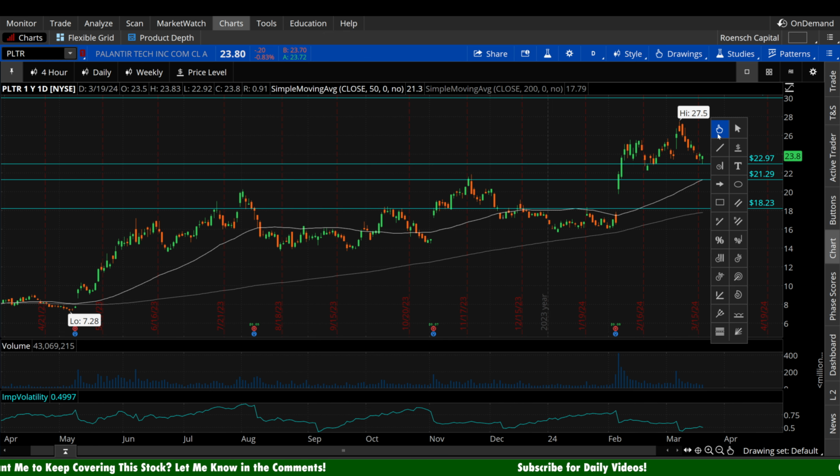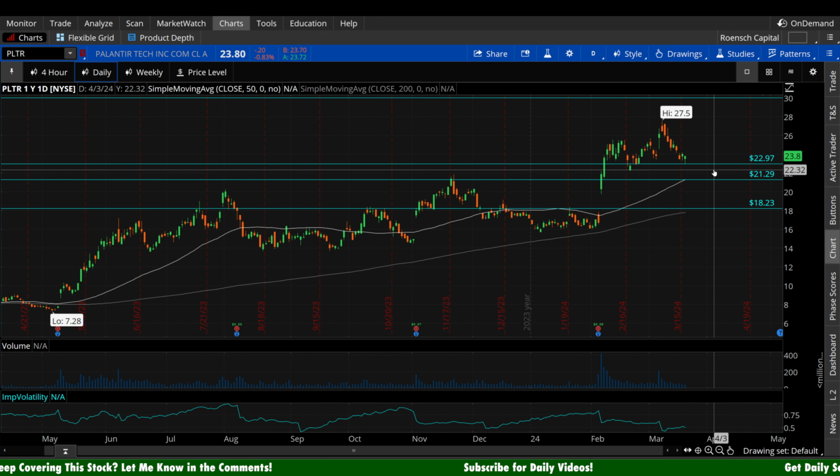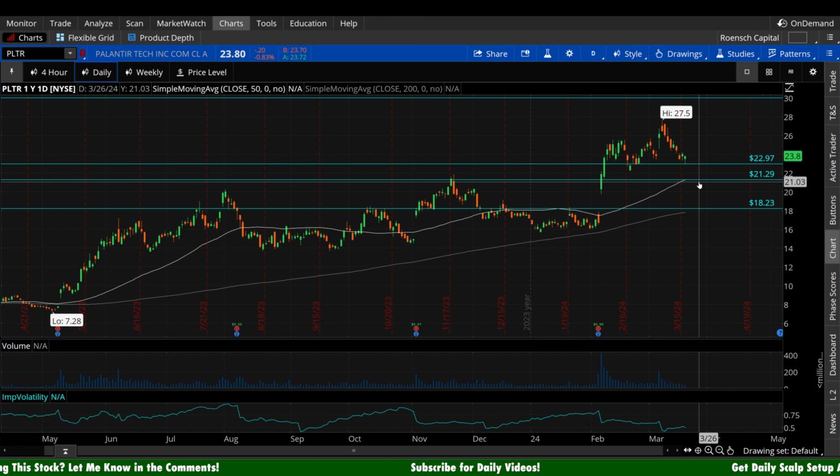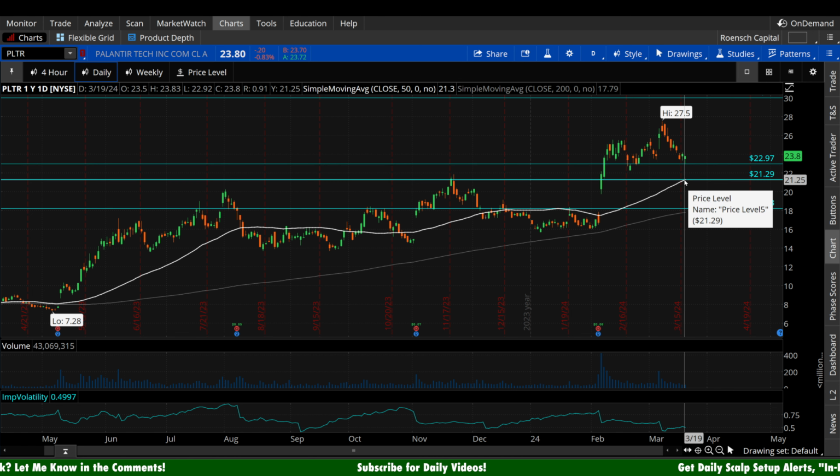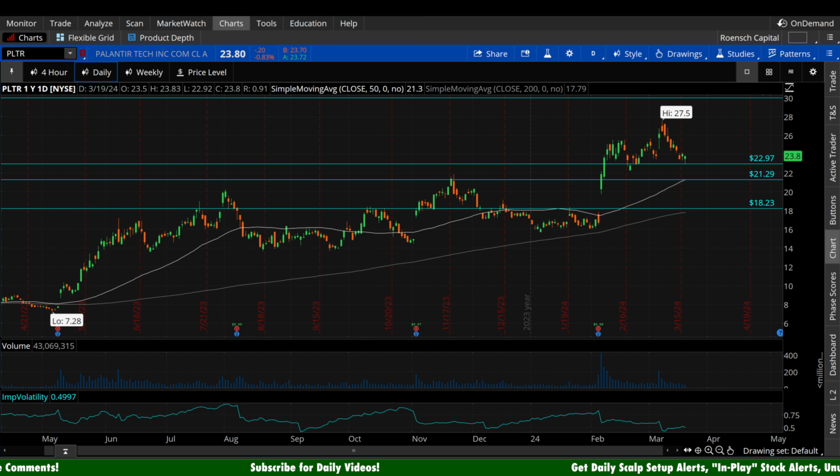Now, throughout the next month, you can see I already have drawn that $23 region, this 21-30 region, which of course happens to be aligning, at the time of this recording, with that 50 period moving average here on the daily.